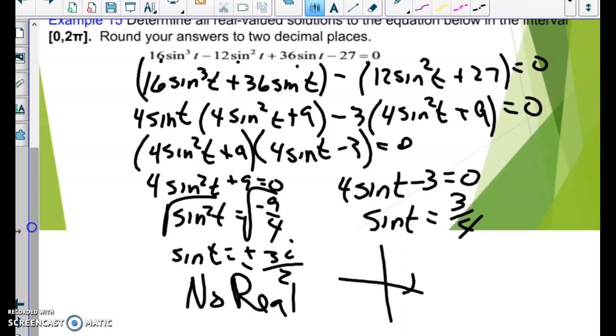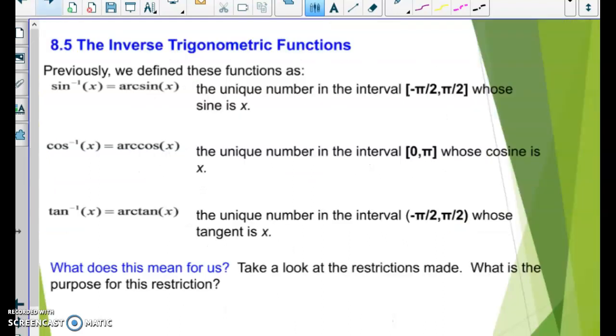But where is this answer at? Well, the sine is the y value, so at 3/4 I'm going to be somewhere there and somewhere there, because that's about where 3/4 is for a y value. So those are the two places where it's going to happen. Let's stop there and we can do section 5 by itself.